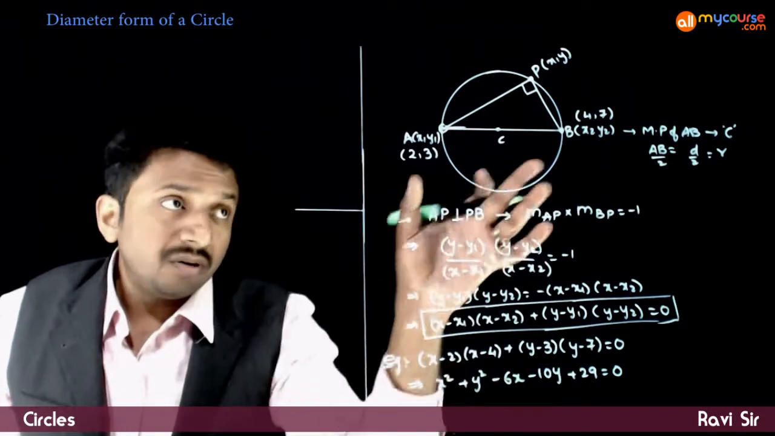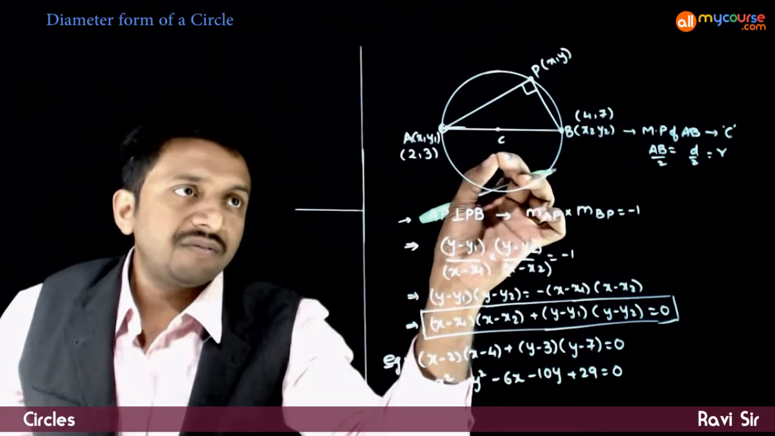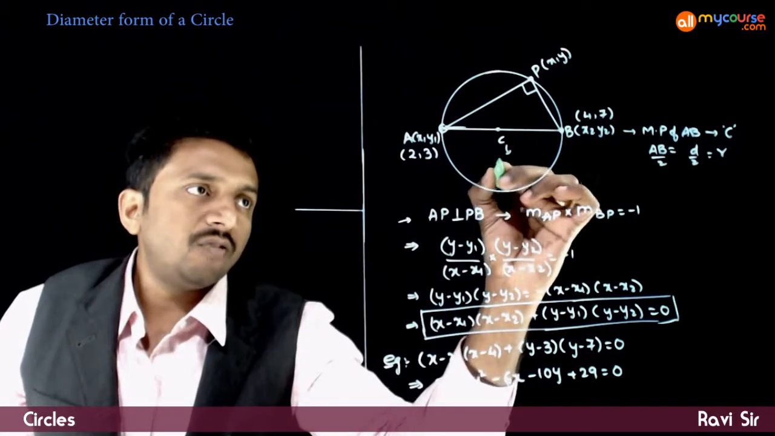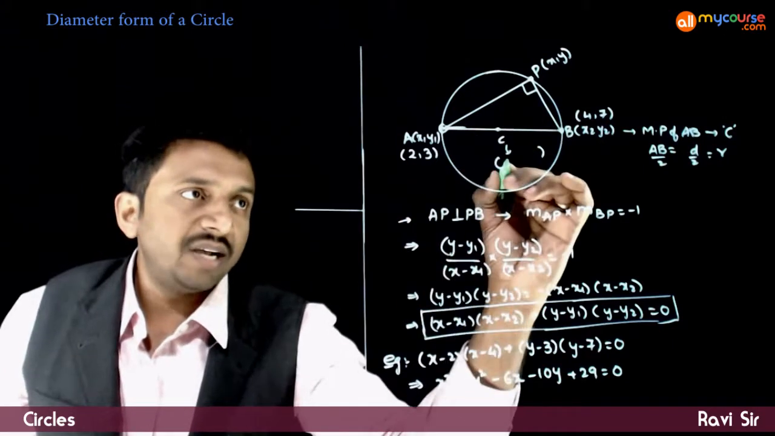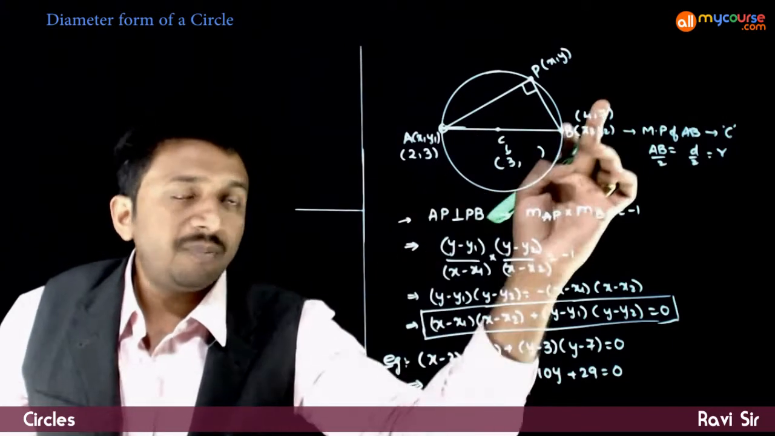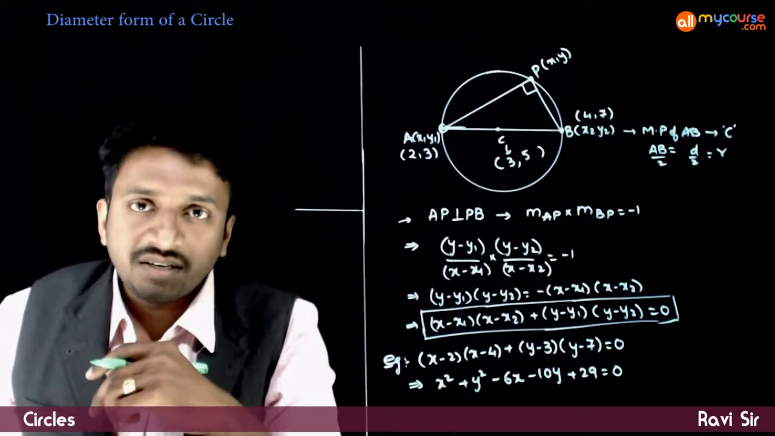You can also do this question by the general method. That is, first you can find the center. So what will be the center? 2 plus 4 by 2, 6 by 2 is 3. 3 plus 7 by 2 is 5. So (3, 5) is the center.